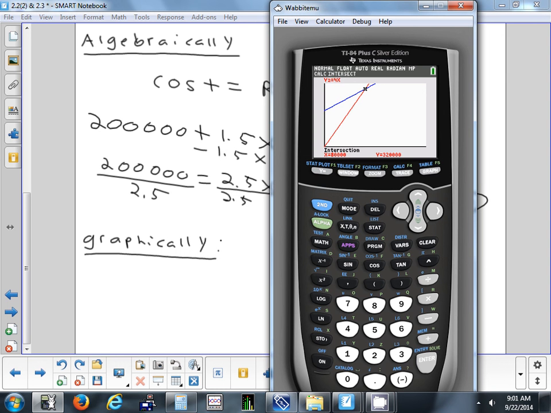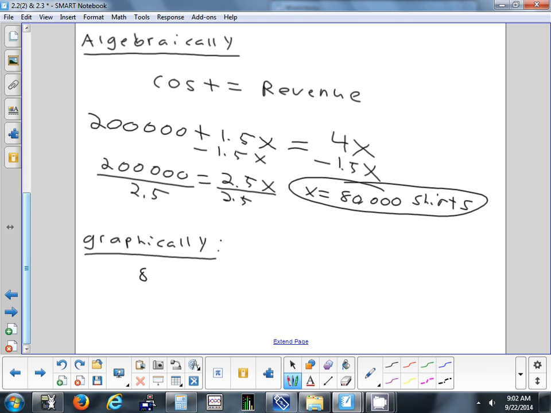Okay, and the value and the cost and the revenue, what will that actually be? It'll be $320,000 costs, and we'll have $320,000 in revenue. Subtracting them, we get 0. That's the break-even point. Any questions on that?